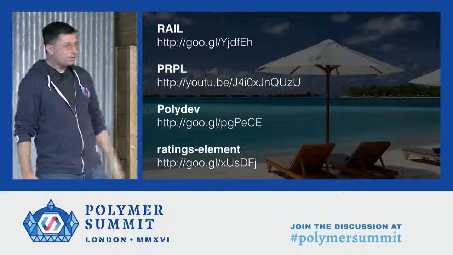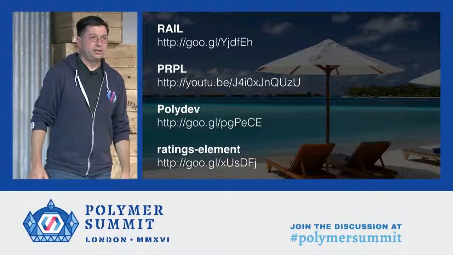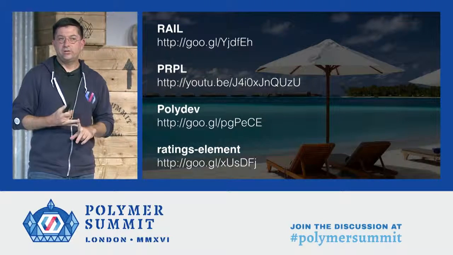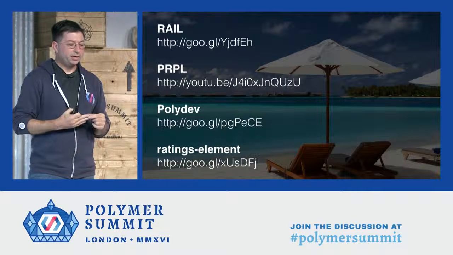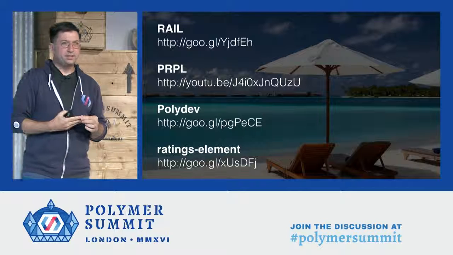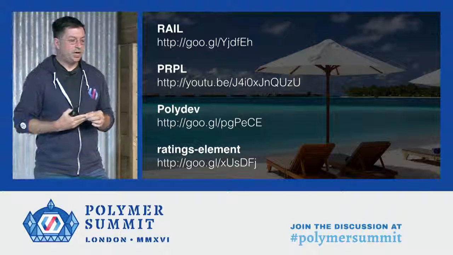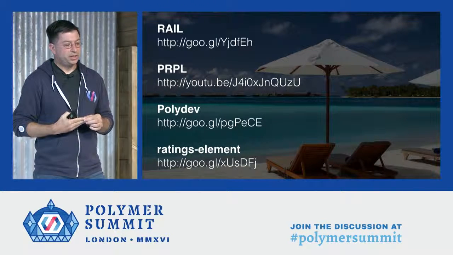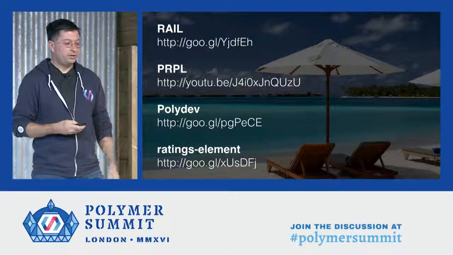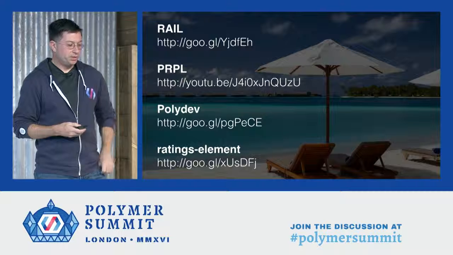So here are the things that I talked about in the talk. There's a link for RAIL, the link to that video for PURPLE, the download for Polydev, and that's available on the Chrome Web Store. This is the branch of the polyperf repo on GitHub, which has that ratings element built in. You can actually run those tests yourself and check out, modify whatever you want, and look into it.